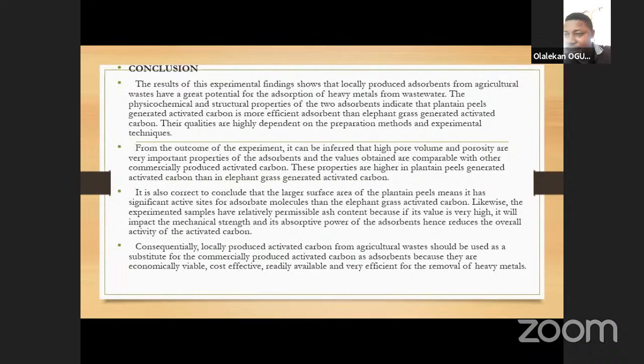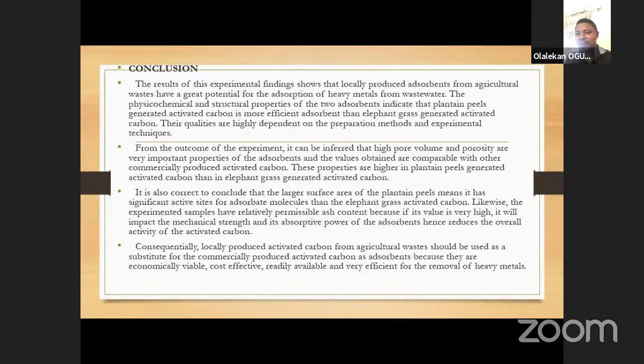wastewater or industrial effluent. So also from our finding, it is correct to conclude that the larger surface area of plantain peels means it has significant active sites for absorbate molecules than the elephant grass. I'm trying to say that the surface now, which has to be our industrial effluent, when being treated with the two activated carbon, there is a tendency for the plantain peels to perform better because of the significant active sites.